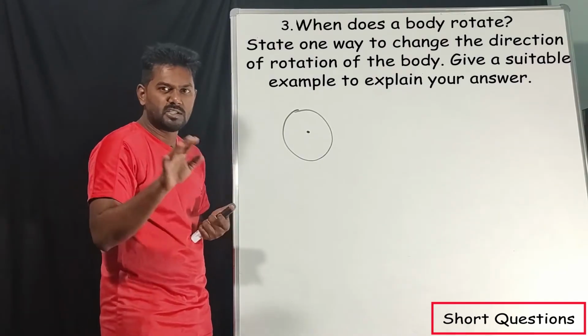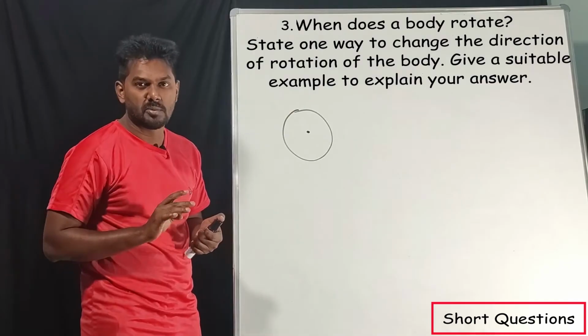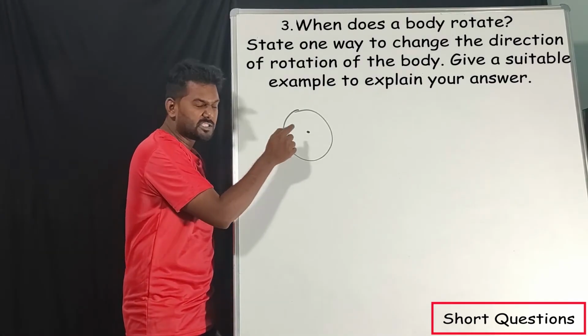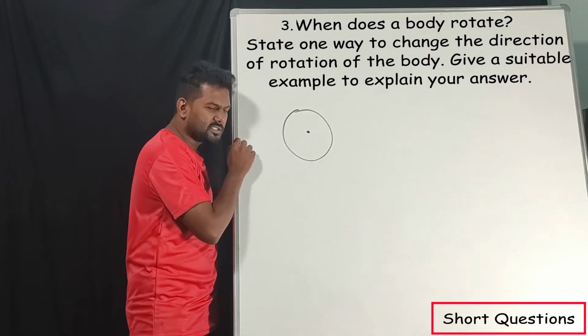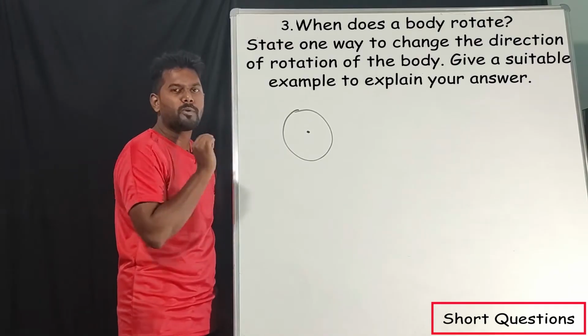See, all these explanations are very easy for me, but how can you write the answer in the exam? That is also very much important. When a force is applied on a body which is pivoted, see, this is how you have to write. When a force is applied on a body which is pivoted at an appropriate point.